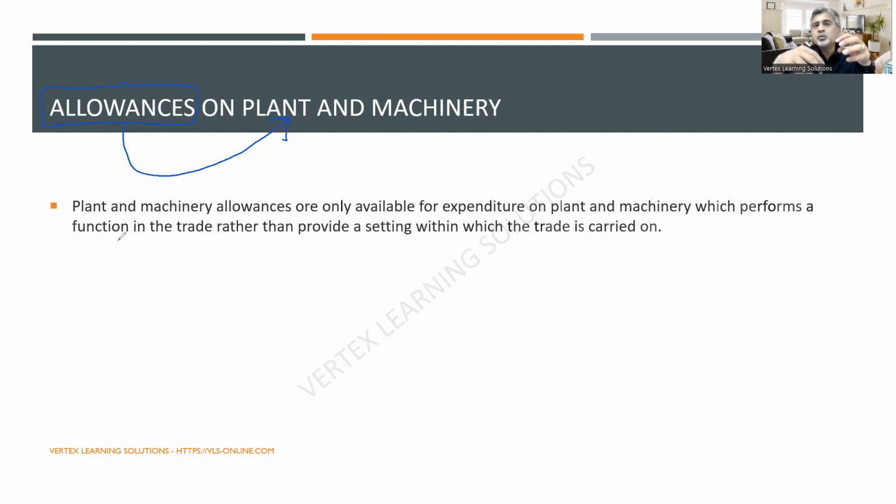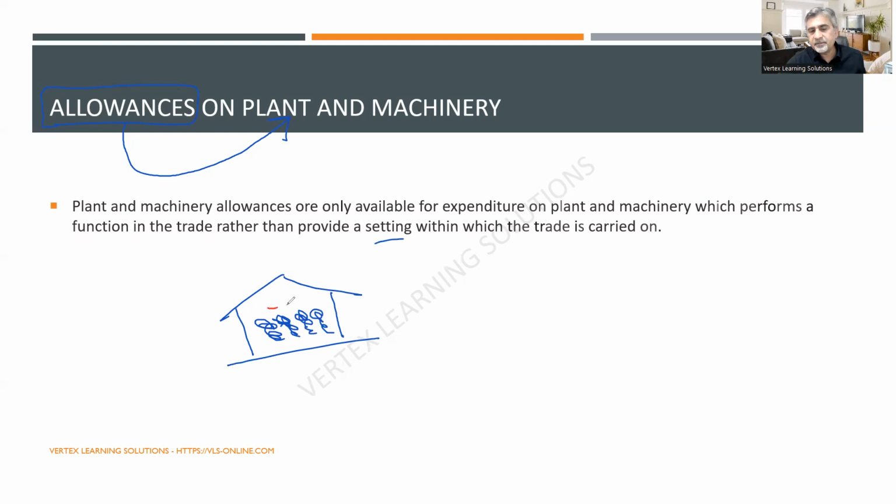And it does not include the environment in which it is set up. For example, if you have to put some machinery and plant, and this is some job floor, your small room or factory floor or whatever, and you put some machinery here. This is some machinery which is fitted in. So plant and machinery is only this part. The building itself or the structure itself is not plant and machinery.